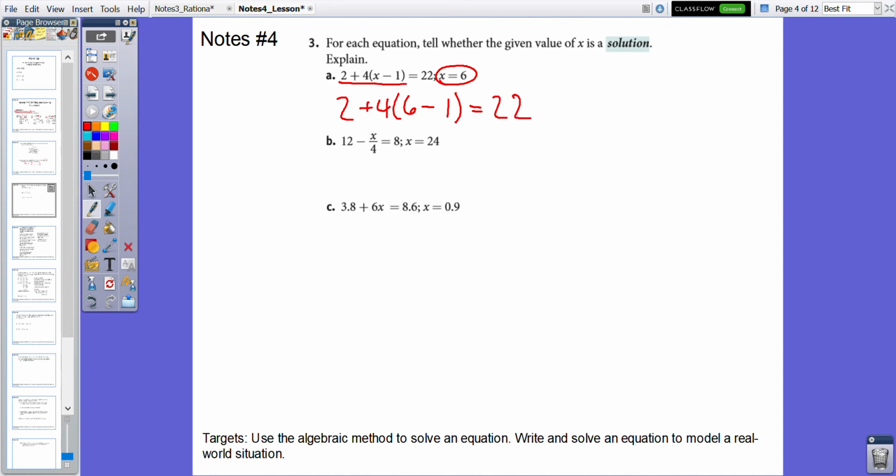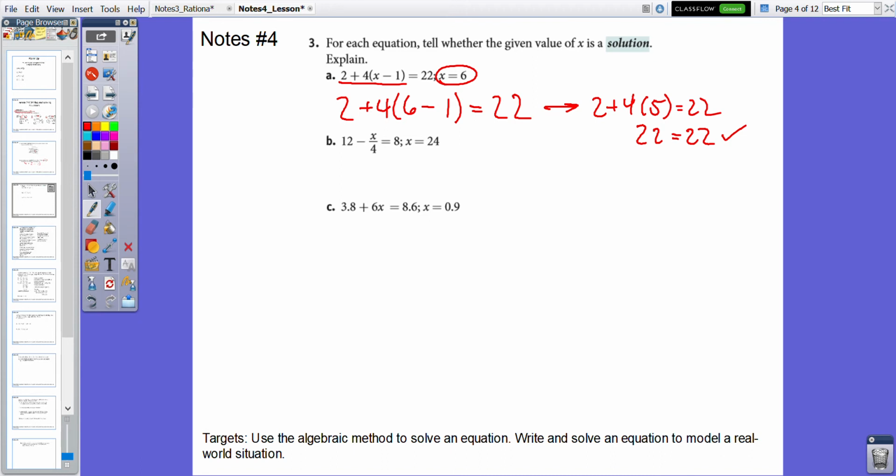So 2 plus 4 times 6 minus 1. I have to do 6 minus 1 first because that's in parentheses. So that means I get 2 plus 4 times 5 equals 22. 4 times 5 is 20, 20 plus 2 is 22. So 22 is equal to 22. That is a solution. Very good.